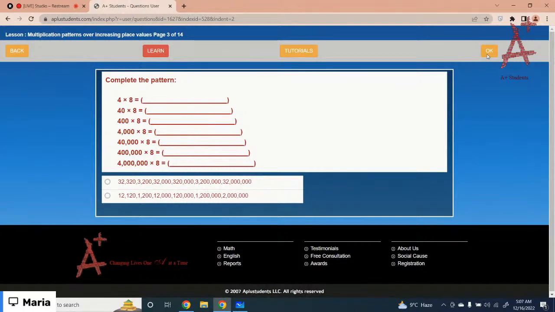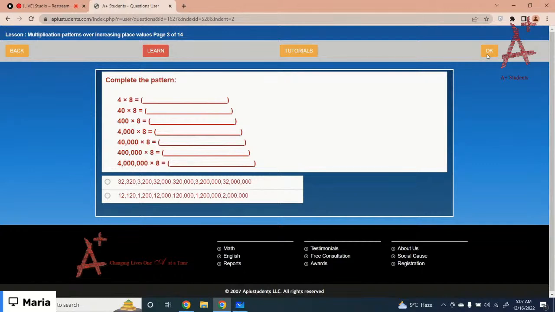Okay, complete the pattern. 4 times 8 is, got it? No one is answering. Is there any problem? Please write the question in the chat box. If you have any problem, I'll answer all your questions and confusions. Got it?